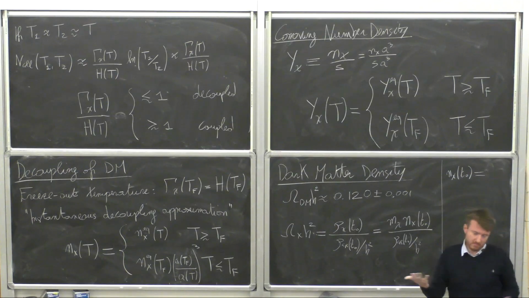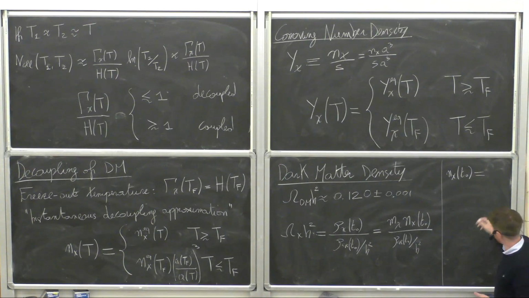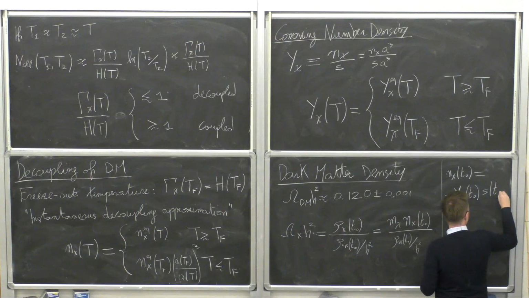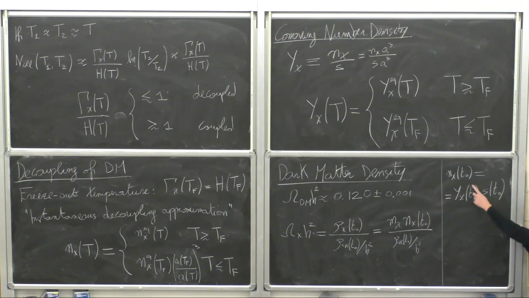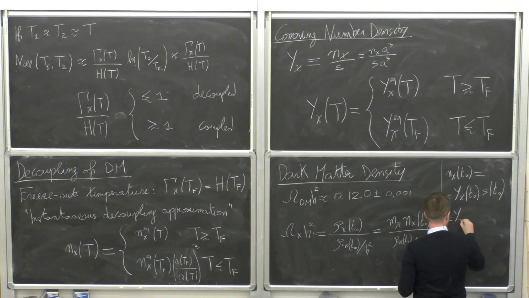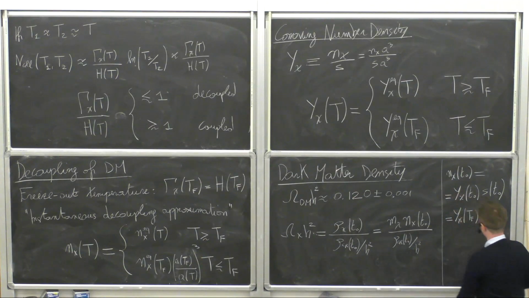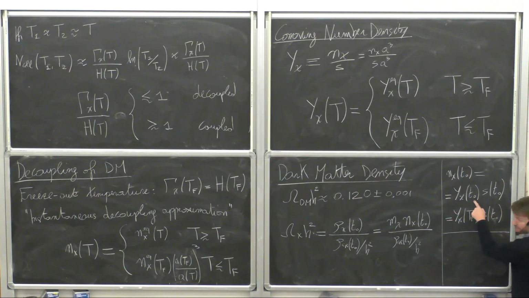And the proper way is to do the Boltzmann equation. But if you want to do an estimate, well, the estimate is simple because I think you would agree with this, no? The number density is the comoving density times the entropy density. By definition, Y is n over s. So n is Y times s. But then the comoving number density is equal to the one at freeze out.